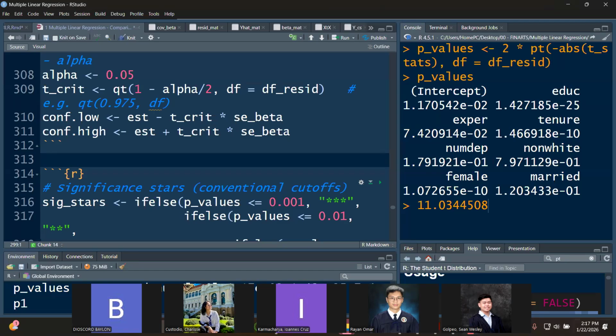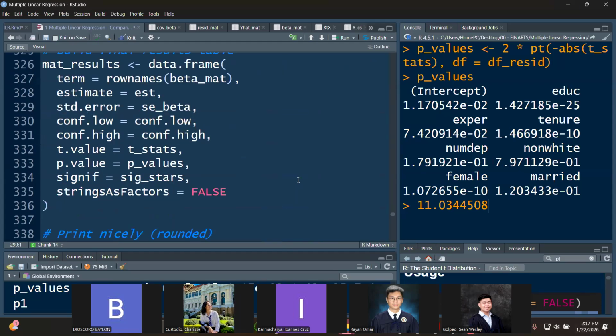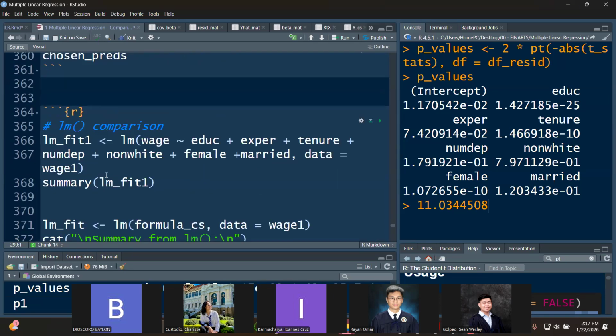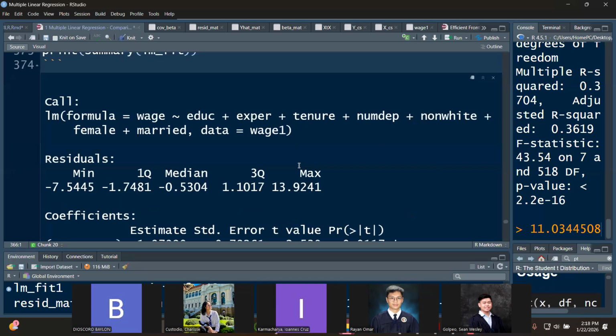Okay? All right. I have to end here. Ito lang, class, no? Let's just run this code here. Okay, i-run natin ito, class. Okay? So lm, class, this is the lm function where you regress wage on education, experience, tenure, number of dependents, etc. And then we get the summary. So let's run this. Paki-run ito, class, plus the summary. Control enter. And then you see the result here.